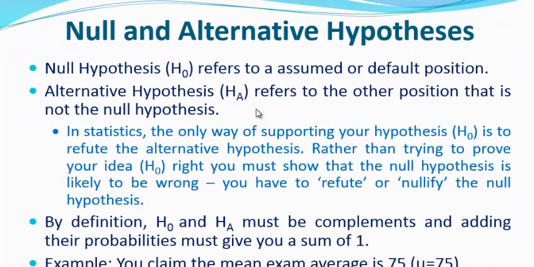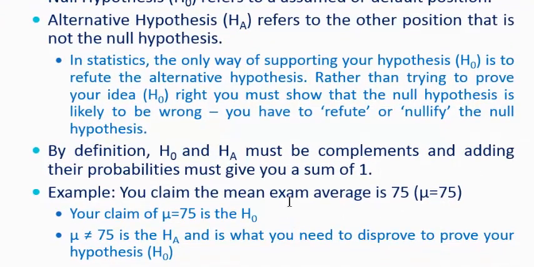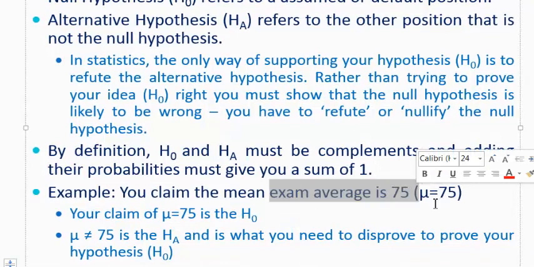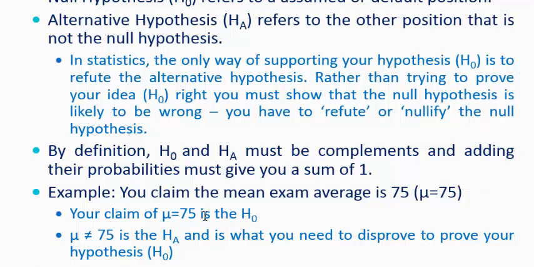A null hypothesis, or H0, is the assumed position, or the default position. If I make a claim, then that claim is the null hypothesis. If I claim the mean exam average is 75, mu, this Greek letter that means the mean in statistics, is 75. So my claim that the average is 75 is the null hypothesis. The alternative hypothesis would be that it's not 75.